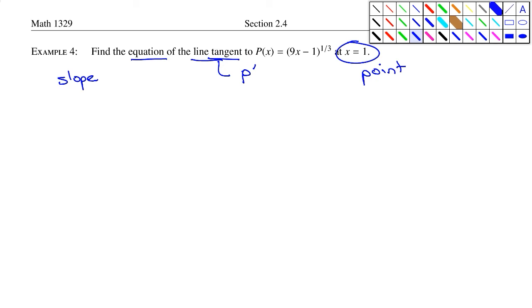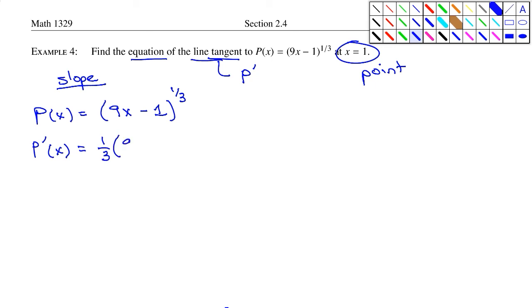So let's start with the function itself. P of x is equal to 9x minus 1 to the 1/3 power. To find the slope, we need the derivative. So p prime of x is equal to 1/3 times 9x minus 1. Inside stays the same. Lower the power by 1. 1/3 minus 1 is negative 2/3. Times the derivative of the inside. The derivative of the inside is 9.